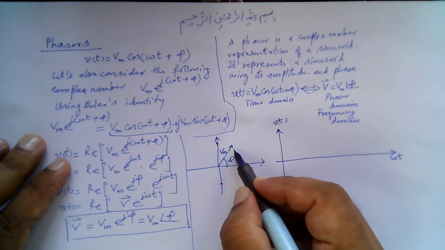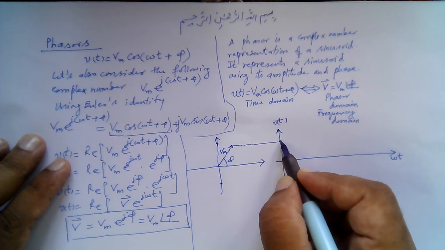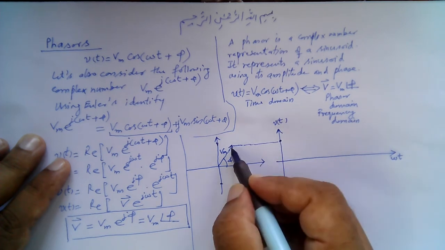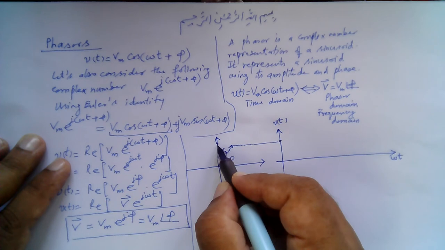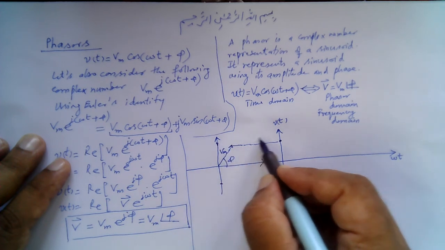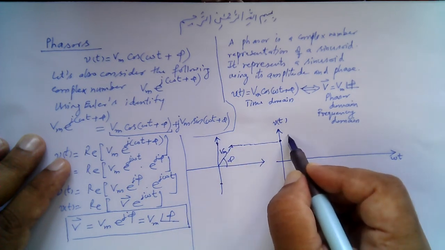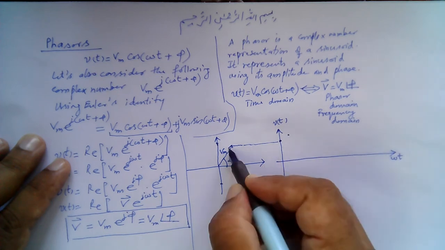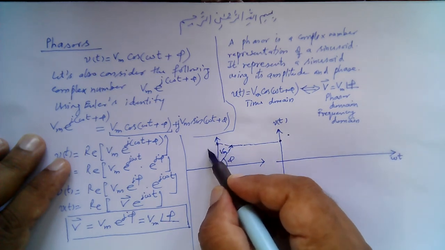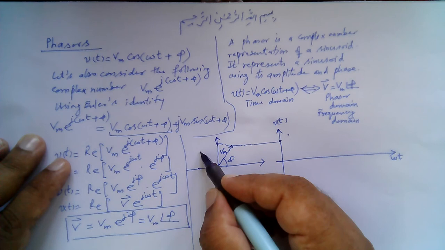So suppose initially it is here, this projection is at this point at t is equal to 0. Then at some time t is equal to t naught, it reaches here, then its projection is somewhere at this point here, right? And again it further comes here, right?